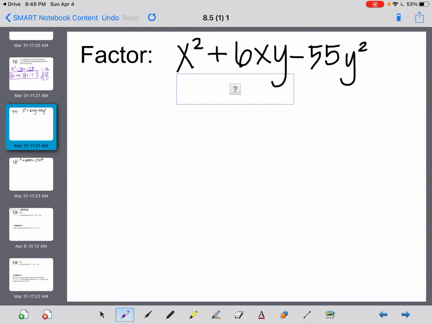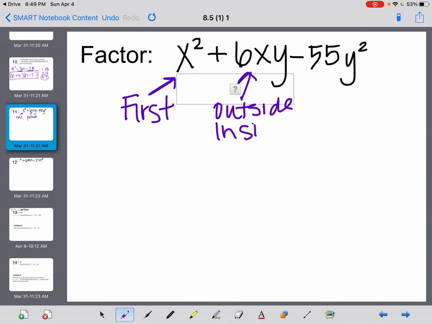Okay, if I remember, what I'm really doing is unfoiling this. So I'm kind of working backwards. And if you remember what FOIL stood for, it was first, outside, inside, last. This is what's going to give us our first number, or the answer when we multiply our first digits. This is going to give us the combination of our outside and our inside. Remember, we end up adding those together. And then this is what gives us our last.